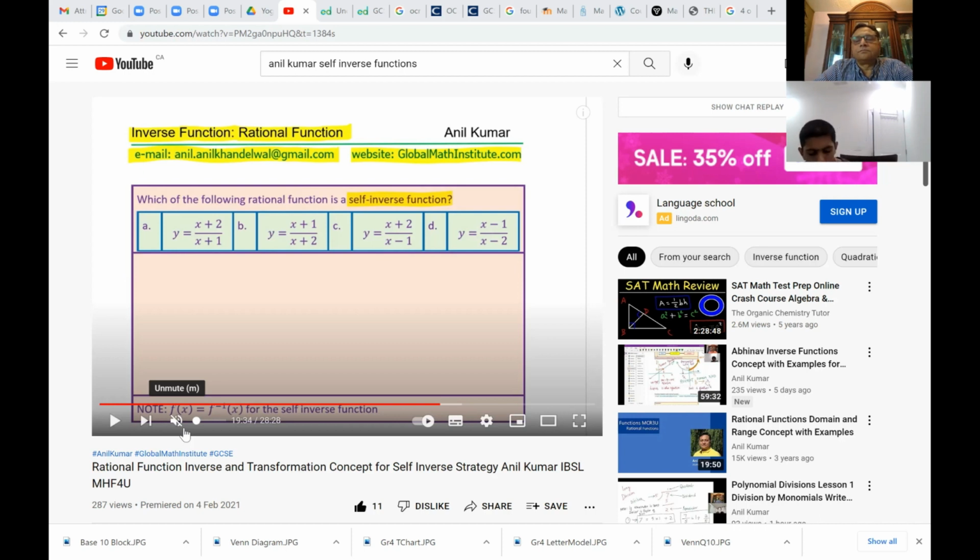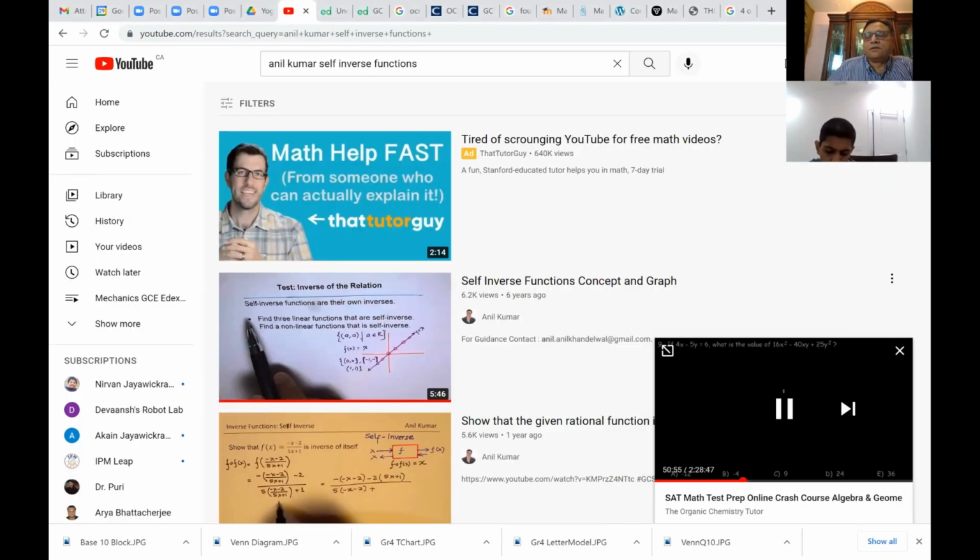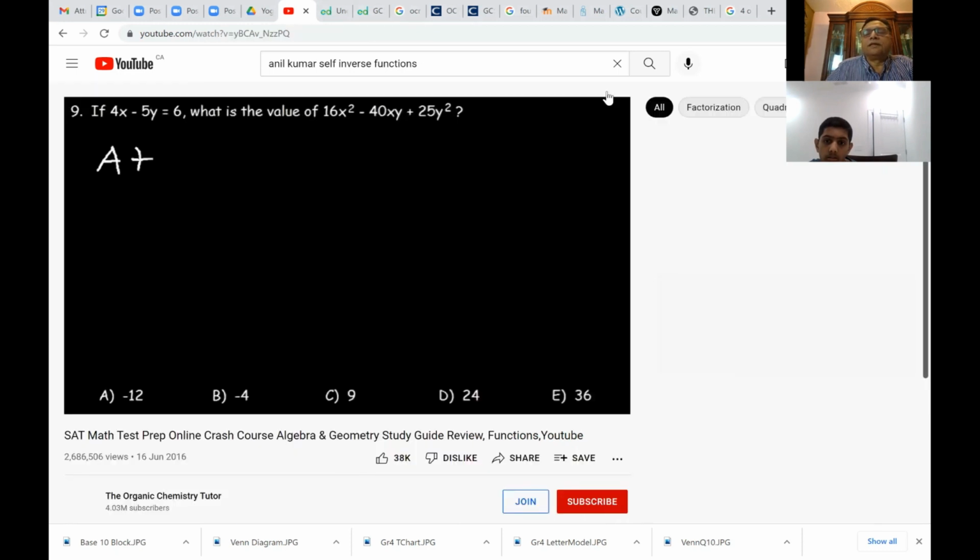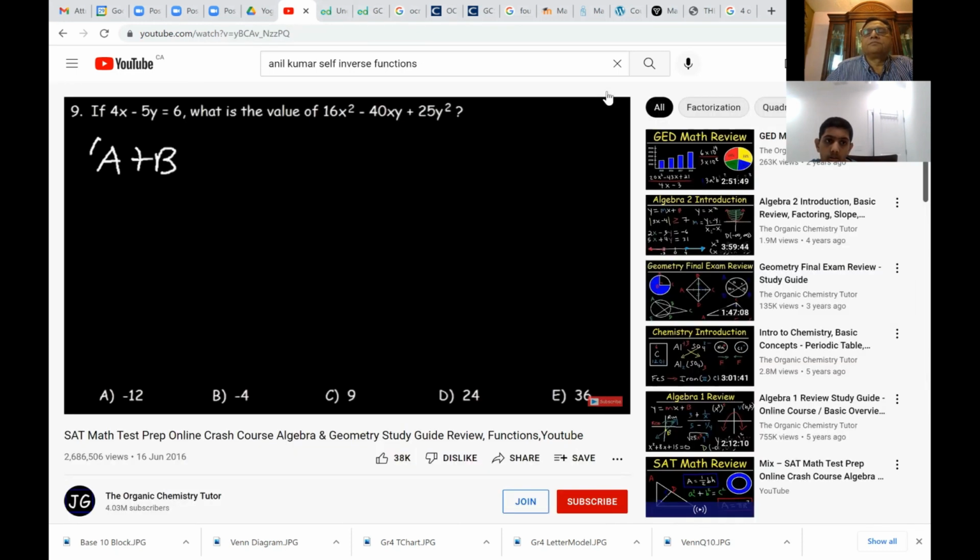Okay, for the first one, I got (x − 2)/(1 − x) = y. So that is not inverse, right? Self-inverse. For the first one, you got x minus 2. So try the second one.